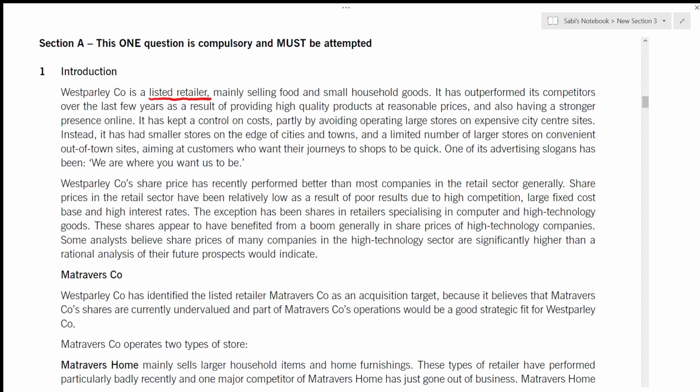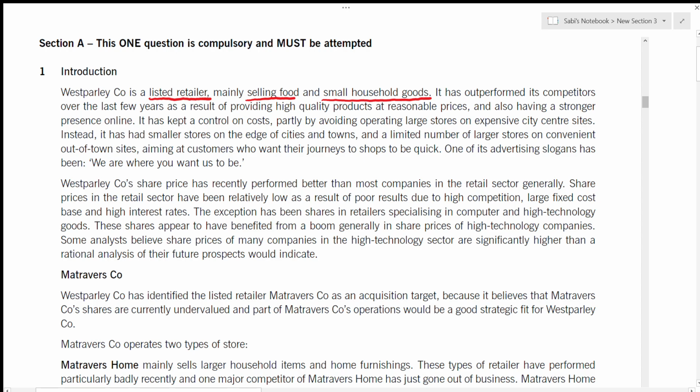What is the main line of its business? Mainly selling food and small household goods. Again, I'm underlining this: selling food and small household goods. So that is the main business of West Parley, right? It has outperformed its competitors over the last few years as a result of providing high quality products at reasonable prices, and also having a stronger presence online.